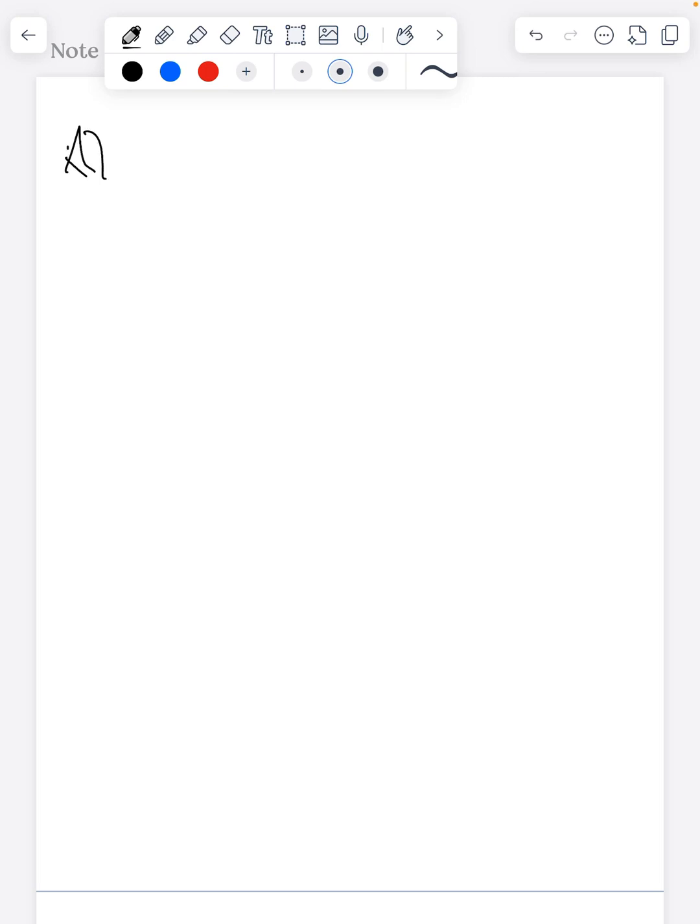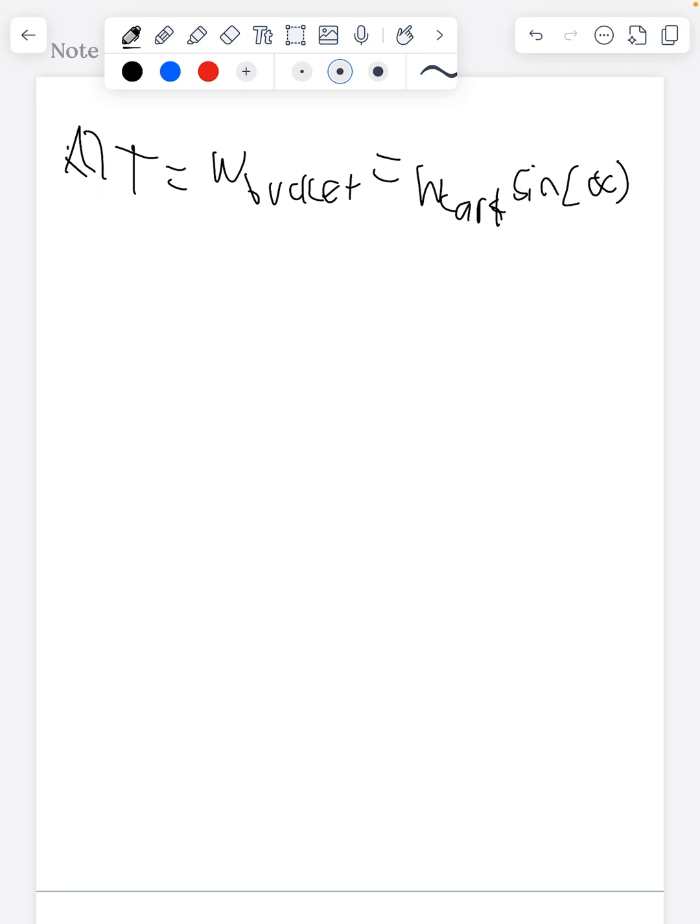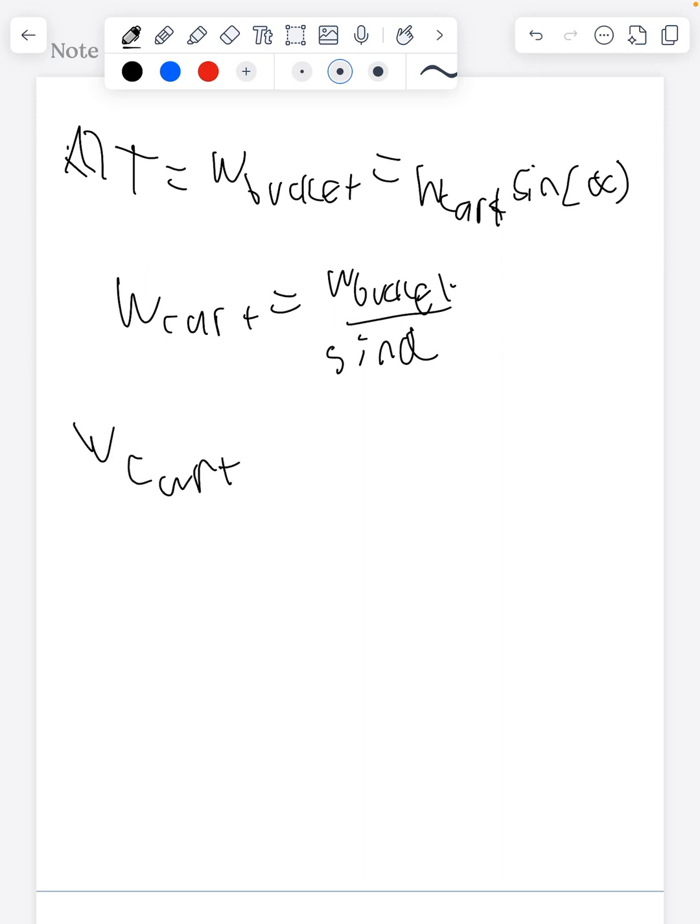So for this equation, we're gonna write this one out. T equals the weight of the bucket, and that equals W cart sine of that angle. And then we're going to solve for the weight of the cart by just rearranging. And then we're gonna just put in the numbers that we know. We're going to plug in the numbers that we got.